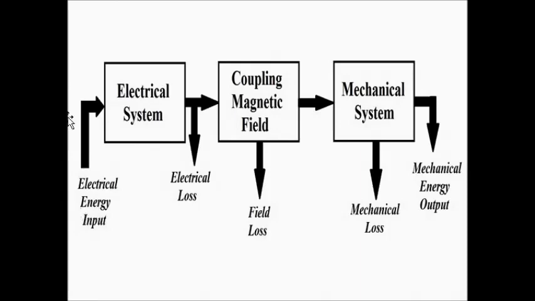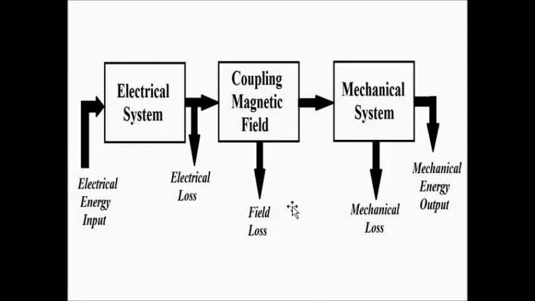Let's say this is the total electrical energy input. There will be some electrical loss, then there will be some loss in the coupling magnetic field, which is called the field loss. Then there will be some loss of energy in the mechanical system, which is called the mechanical loss. So the loss of energy in the electrical system is called the electrical loss. The loss of energy in the coupling magnetic field is called the field loss, and the loss of energy in the mechanical system is called the mechanical loss.